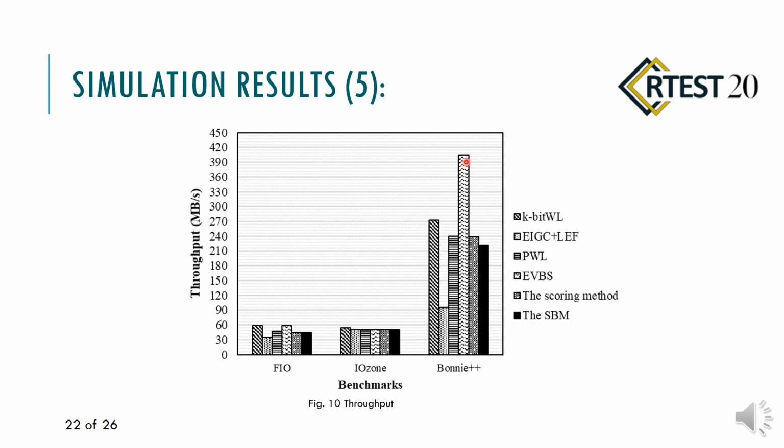EVBS outperforms other methods, while EIGC shows the worst performance. The SPM method throughput is about 7% lower than its earlier version. In FIO benchmark, the SPM method result is about 1% lower than its earlier version. And while the COBIT-WL shows the best result, EIGC shows the worst performance.